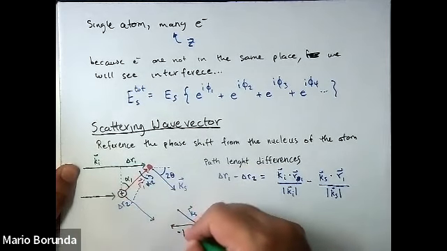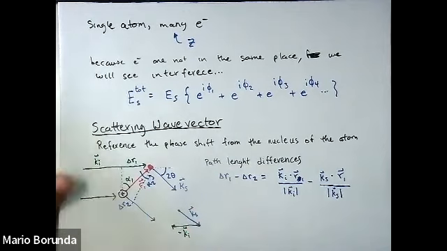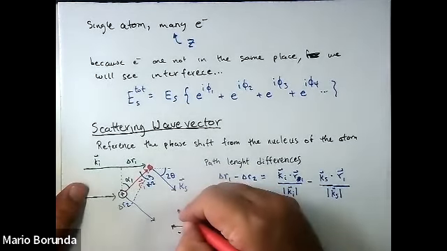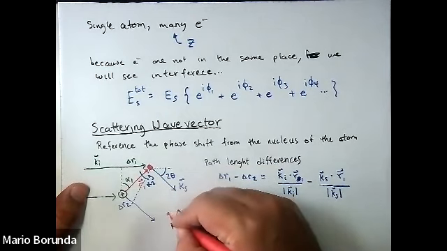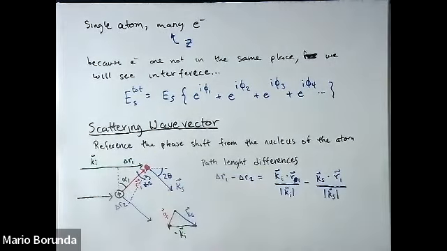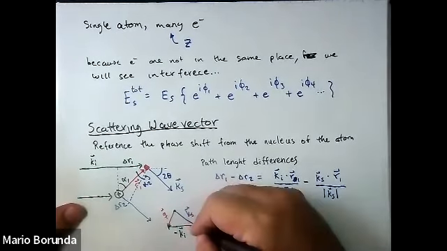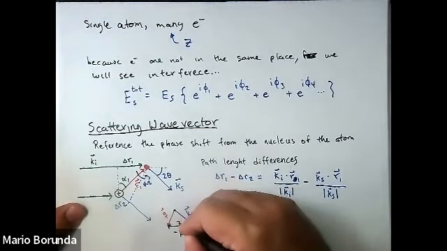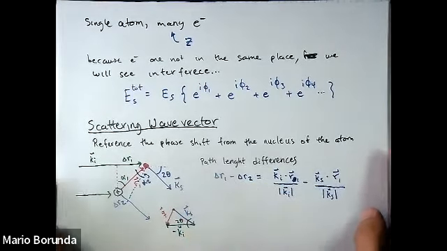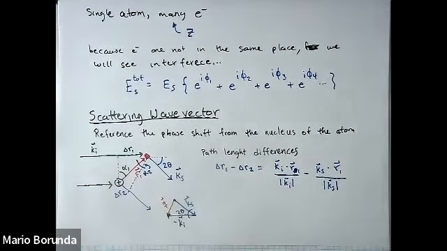Here is negative Ki, the incoming radiation. And then we have a vector here. Let me call this new vector Q. And the angle between those two guys is 2 theta. So those are the vectors that we have: Ki, sorry, Ks minus Ki gives you this Q. So the path length difference is given by that value.